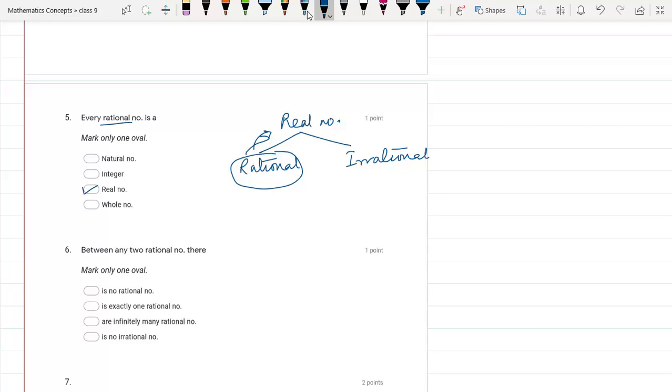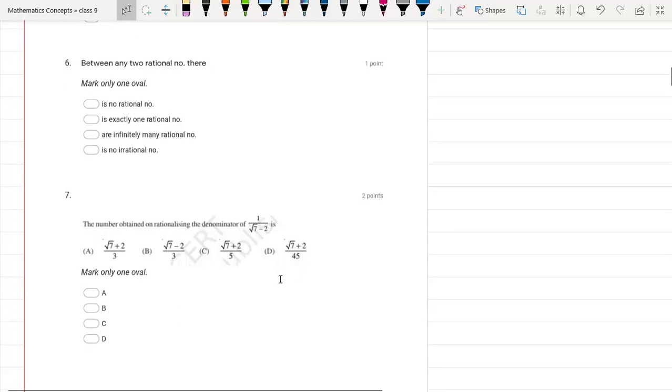Next question. Between any two rational number there are, first it is saying there is no rational number. So let's see a number line: 0, 1, 2, minus 1. So we know these minus 1, 0, 1, 2, they all are integers. What are integers? Integers are rational number having 1 in denominator.